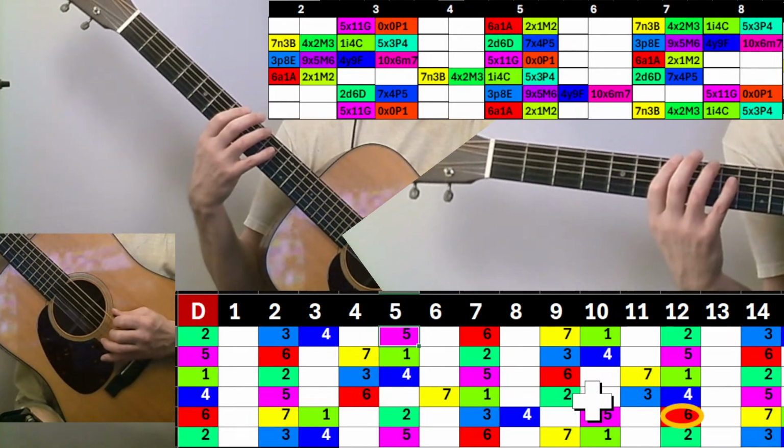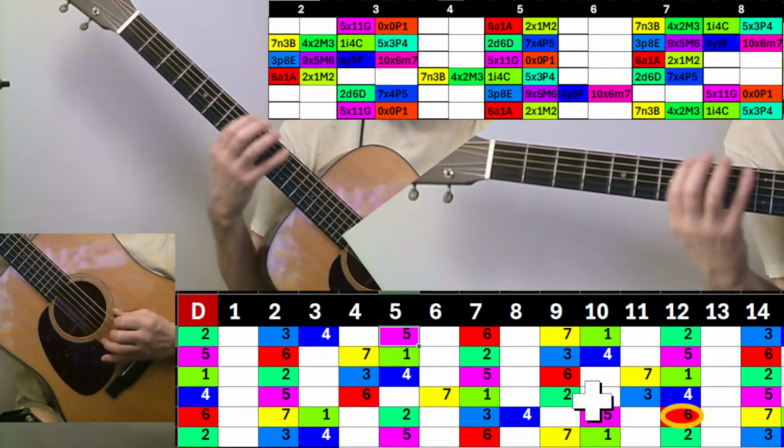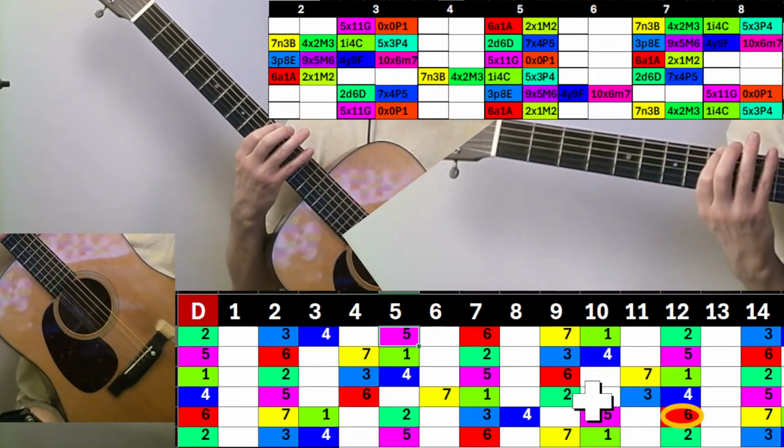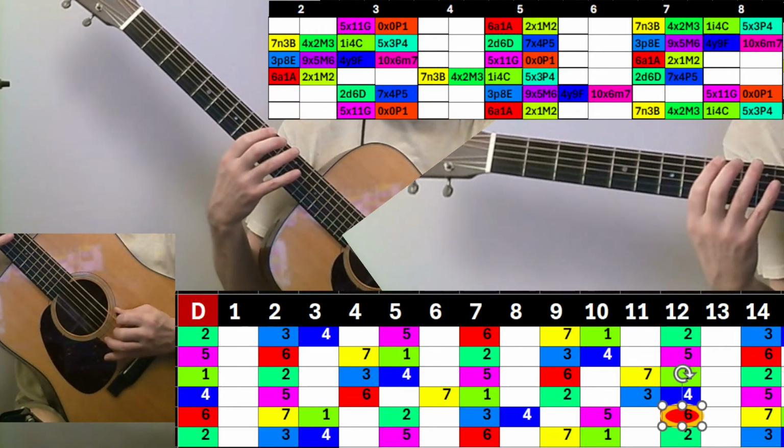So position 1 would be here, right? Position 2, therefore, would be here, and I'm at the bottom of position 2. So it would be.